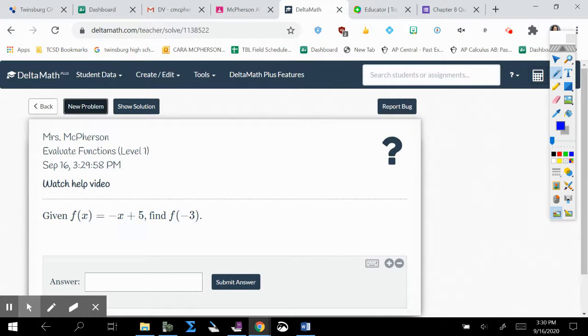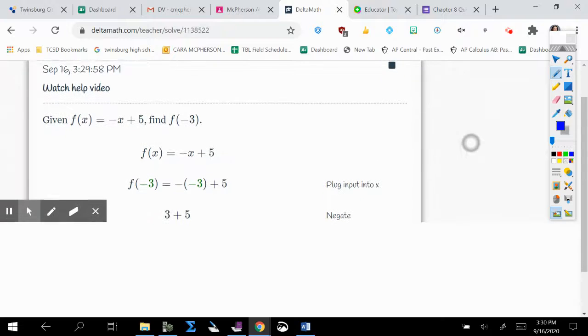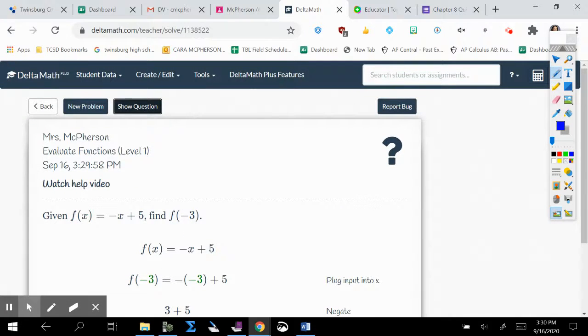Same thing with this one, you have the negative 3. That is your x value you're going to plug in. So just to show you different variations, you can even look at their solution. Their solution shows you that you're going to take that negative 3 and plug it in where you have an x.